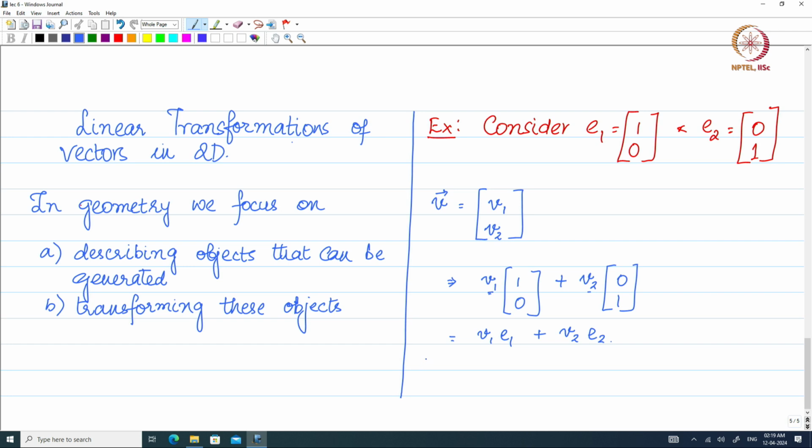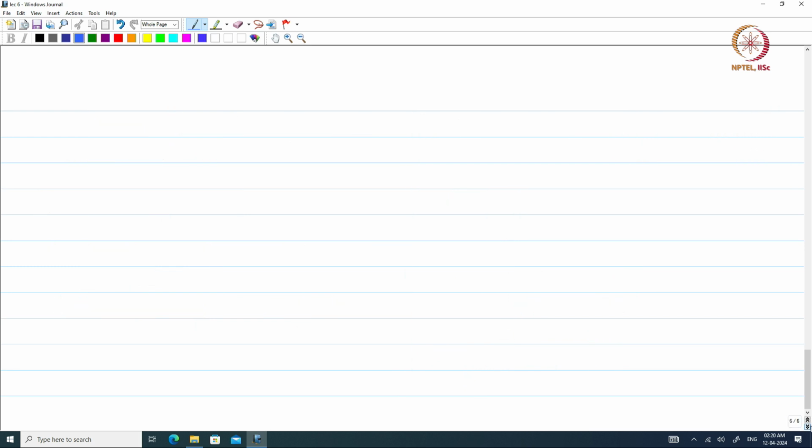For example, if we take the vector V, which is basically given by (5, 4), I can write this as 5 times E1 plus 4 times E2. This is pretty straightforward and simple, so we can do this, right. But what is interesting is how are these E1 and E2 axes, where are they? Let us look at that.